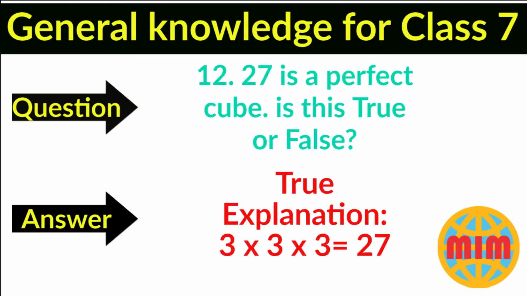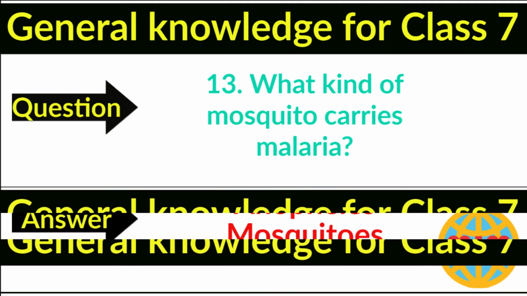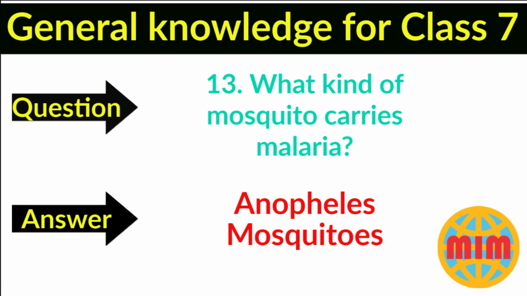Question number 12. 27 is a perfect cube. Is this true or false? The answer is true. Explanation: 3 multiplied by 3 multiplied by 3 is equal to 27. Question number 13. What kind of mosquito carries malaria? The answer is Anopheles mosquitoes.